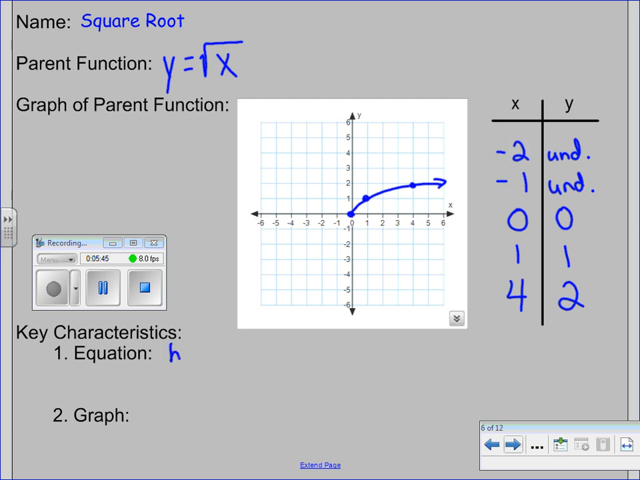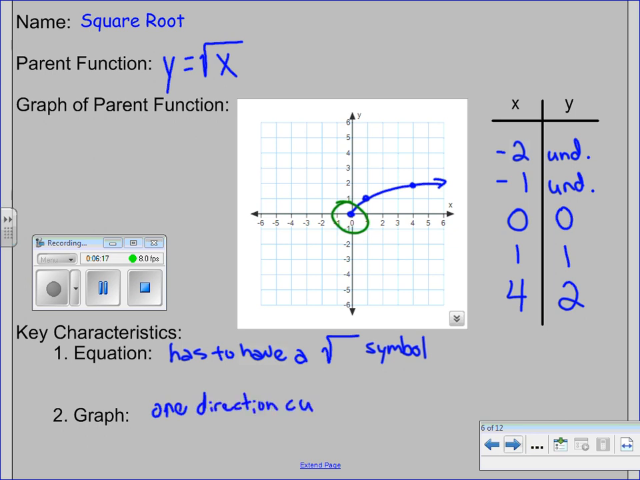Well, it has to have a square root symbol. Again, I'm being lazy and not writing the square root symbol. All right, how are we going to recognize the graph? Well, first of all, notice there's a definite starting point right here. Depending on the function, that's going to change, but there's definitely a starting point, and then it's going to go off in one direction. So it's a one direction curve.